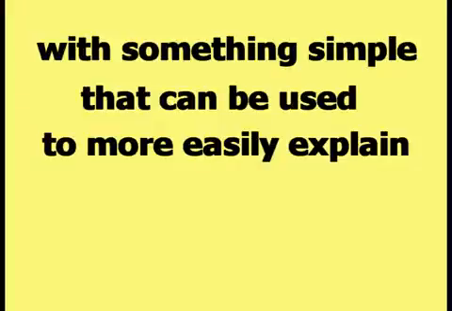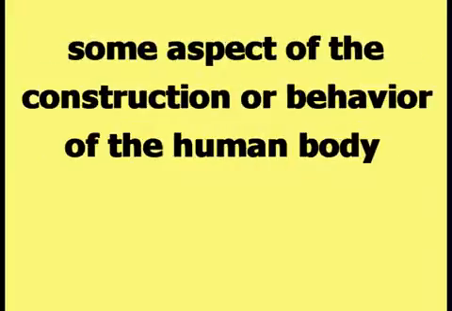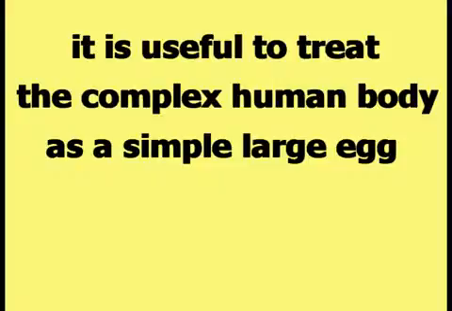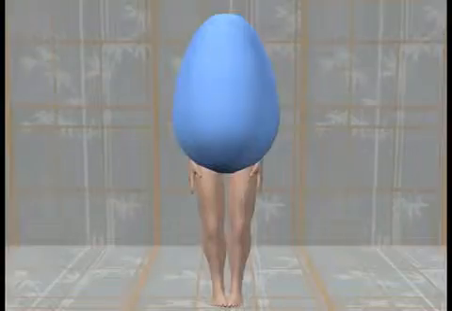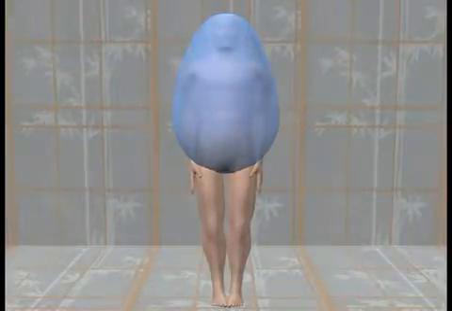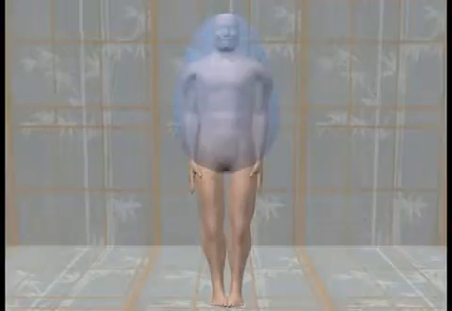something simple that can be used to more easily explain some aspect of the construction or behavior of the human body. According to the egg view of the human body, it is useful to treat the complex human body as a simple large egg located as shown in this picture. The egg is then made transparent so its relationship to the human body can be seen.